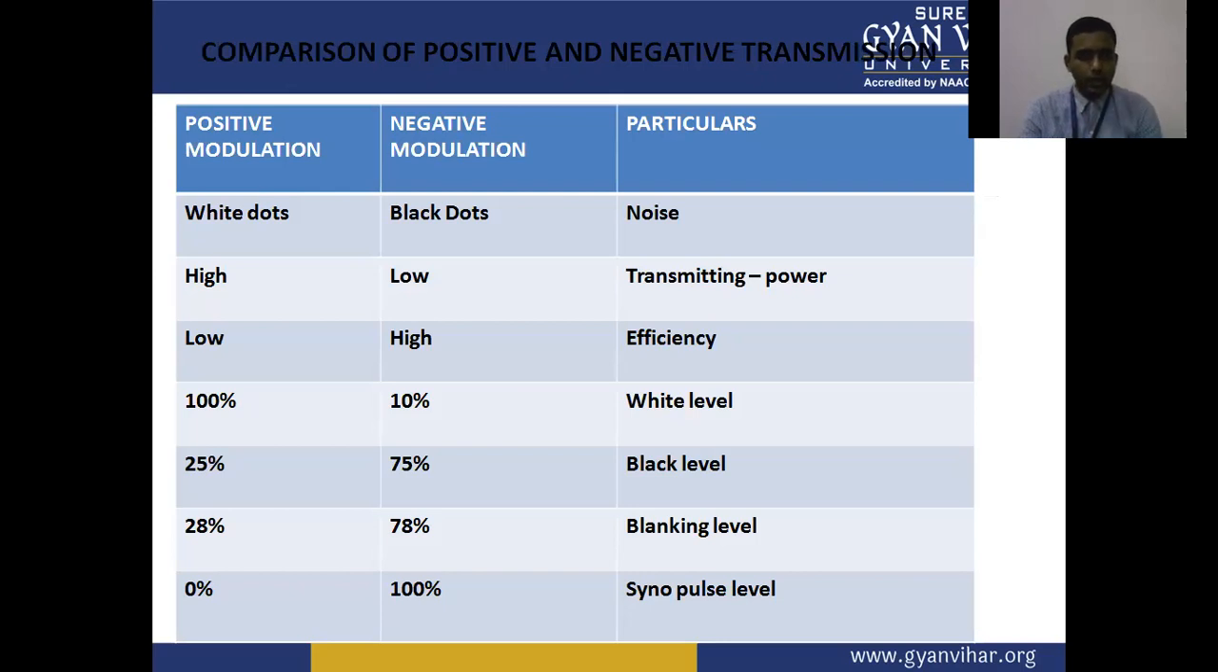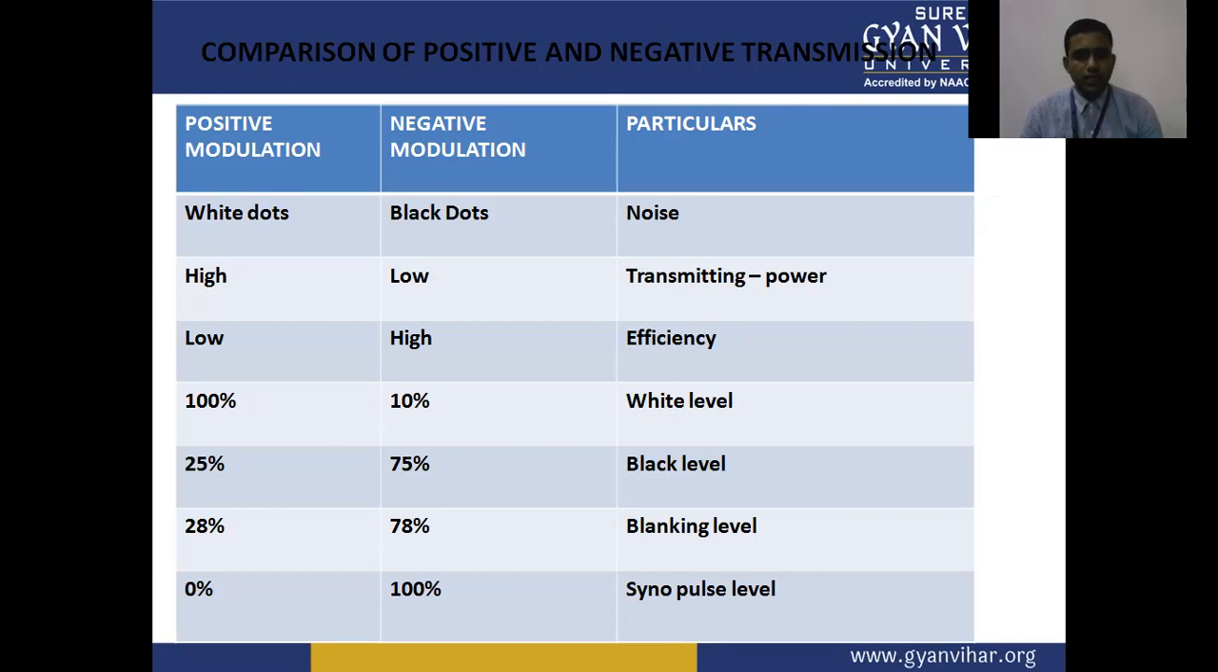In high positive modulation, the transmitting power is high, and in the case of negative modulation, the transmitting power is low. Efficiency: positive modulation has a low efficiency, and negative modulation has a high efficiency.